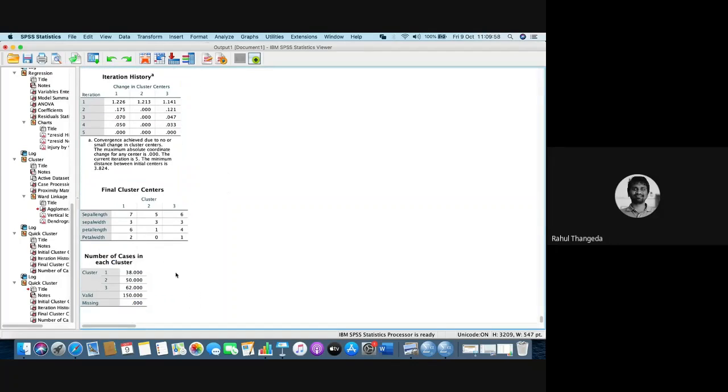Finally, these are the results: number of cases in each cluster. In cluster 1, 38 data points fell. In cluster 2, 50 fell. In cluster 3, 62 fell. But in reality, each of them should be 50, 50, 50. But yes, this is an unsupervised model.